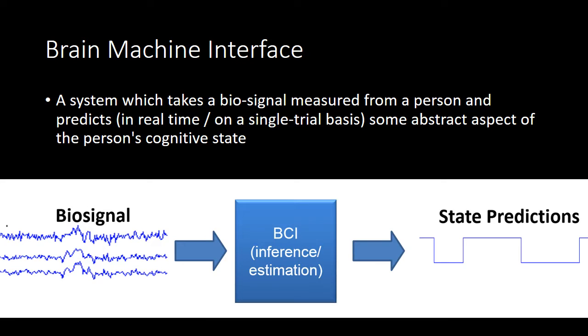Quickly go through the definition of brain-machine interface. Brain-machine interface or brain-computer interface is a system which takes the brain signals as an input and gives the person's cognitive state. You may call it the person's thought process or state of mind as an output.